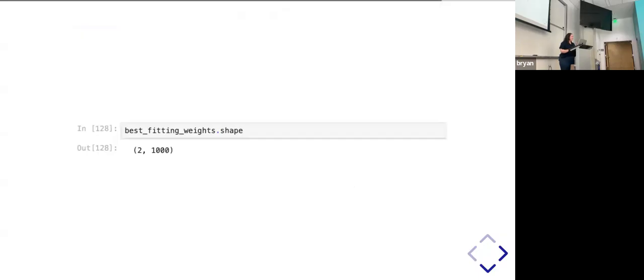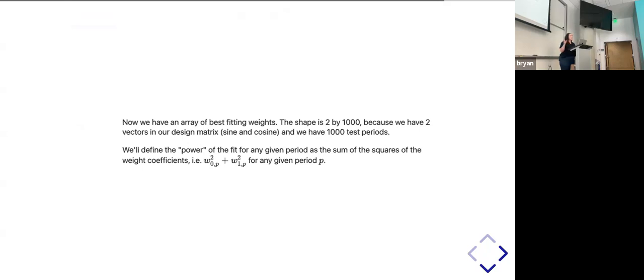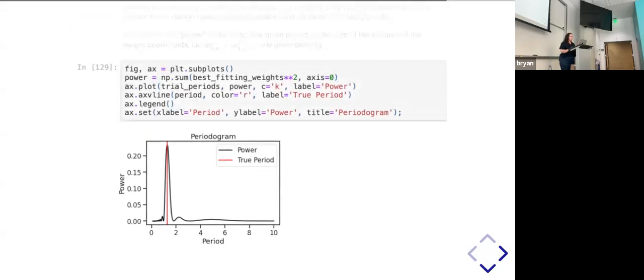I have 2 weights, and I've done 1,000 period estimates. Now I'm going to say that I want some kind of power. We've already talked about power spectra. We've already talked about FFTs. In this instance, I'm going to say that the power is the square of those weights added together, the summing coefficient, for any of the different periods.